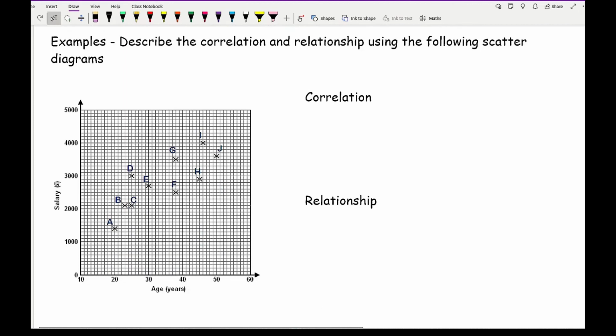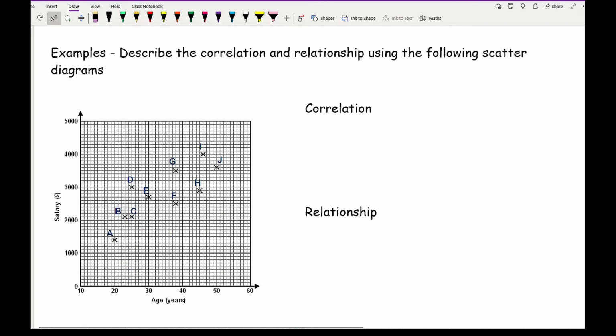So let's have a look at some example questions where we are asked to talk about the correlation and the relationship. So in this first example, you can see on the scale, it's basically comparing age to salary. So we're basically seeing if a relationship exists between how old someone is and how much they earn. Now, looking at this scatter diagram, I would say that it's got weak positive correlation, because you can see that if I do a boundary of where those points are, they are going in an upwards direction. So in terms of commenting on the correlation, I would say it's got weak positive correlation.